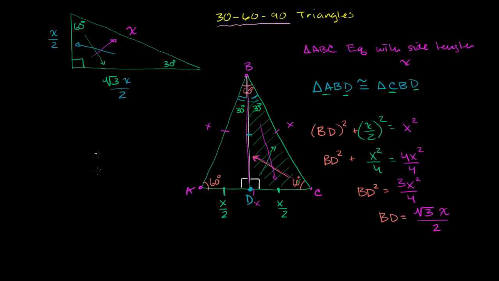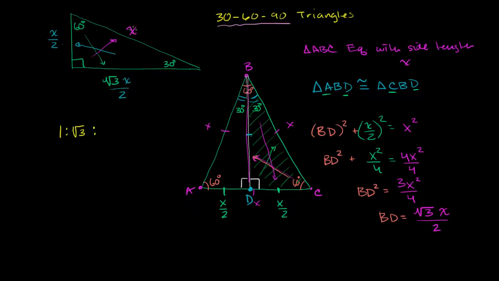Or another way to think about it is, if the shortest side is 1, and I'll do the shortest side, then the medium side, then the longest side. So if the side opposite the 30-degree side is 1, then the side opposite the 60-degree side is square root of 3 times that. So it's going to be square root of 3. And then the hypotenuse is going to be twice that.